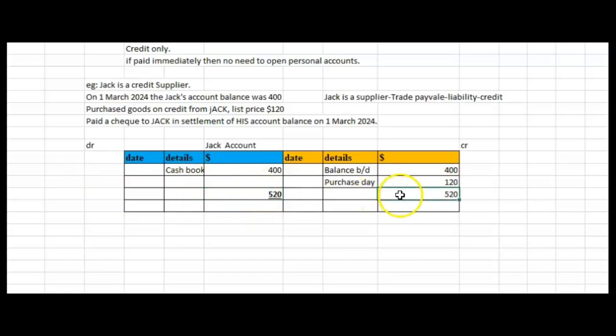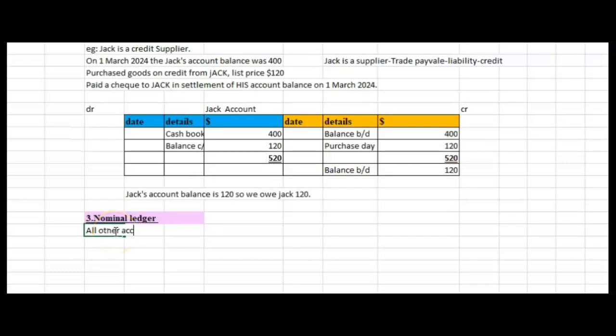After recording all the transactions, we balance the account. We identify the higher side, write the higher total on both sides, and then find the difference on the lower side. This difference is called the balance carried down, or balance CD. We then bring this balance down, as balance BD in the next period. This represents what we owe the supplier at the end of the period, and it becomes the opening balance for the next accounting period.